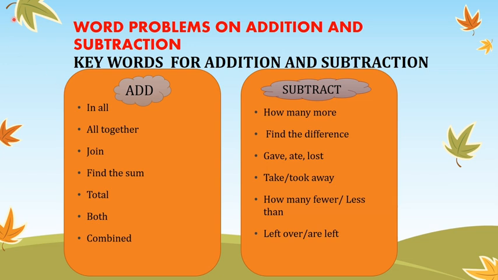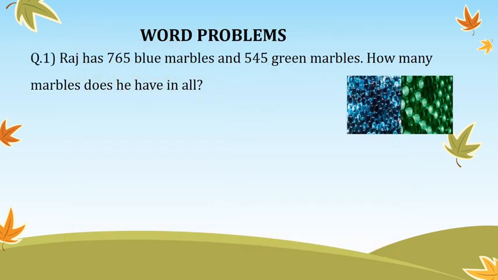Now let's go to some exercises, some problems, and then see how we can use BUCK and keywords to solve them. Let's solve a few examples on word problems. Now here you see the problem is given, and the problem says: Raj has 765 blue marbles and 545 green marbles. How many marbles does he have in all?